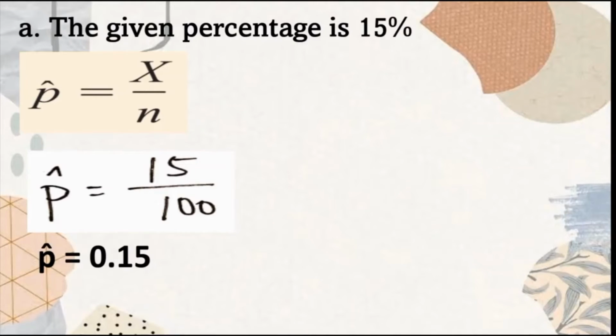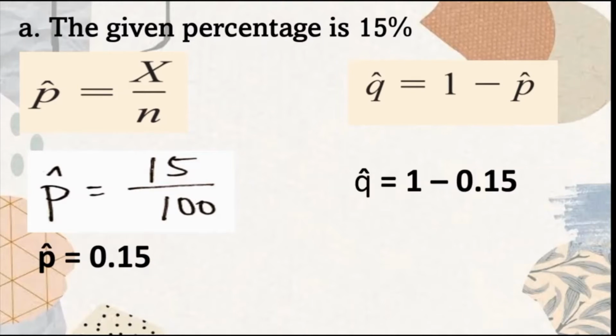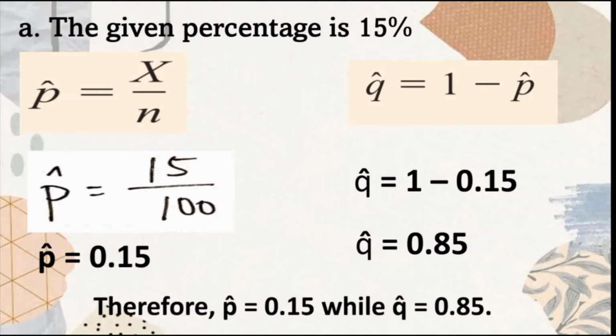Let's use P hat is equal to 0.15 to find Q hat. So for Q hat, our formula is Q hat is equal to 1 minus P hat. Q hat is equal to 1 minus 0.15. So Q hat is equal to 0.85. Therefore, P hat is equal to 0.15 while Q hat is equal to 0.85.